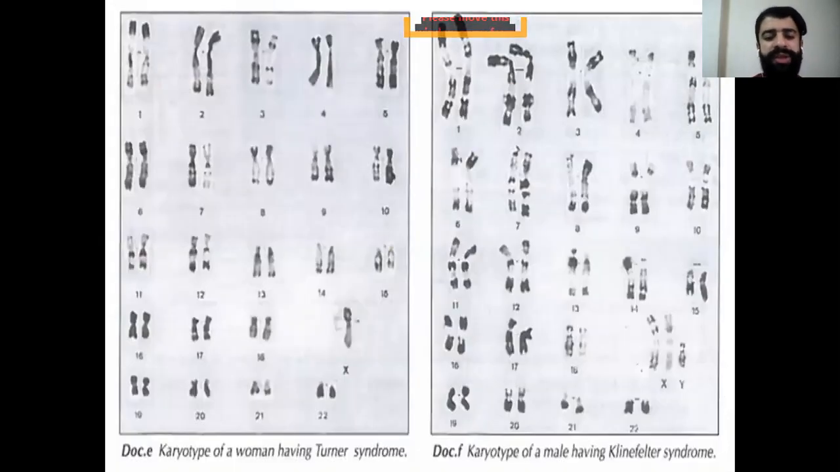So we talk about Turner syndrome. This is the karyotype of Turner syndrome. Turner syndrome here is X, so you have a missing sex chromosome. And here we have Klinefelter, with XXY. Okay, so from now on, the karyotype is important to detect any abnormality.